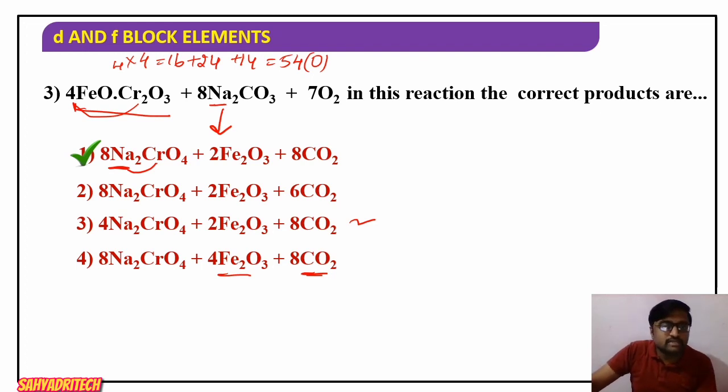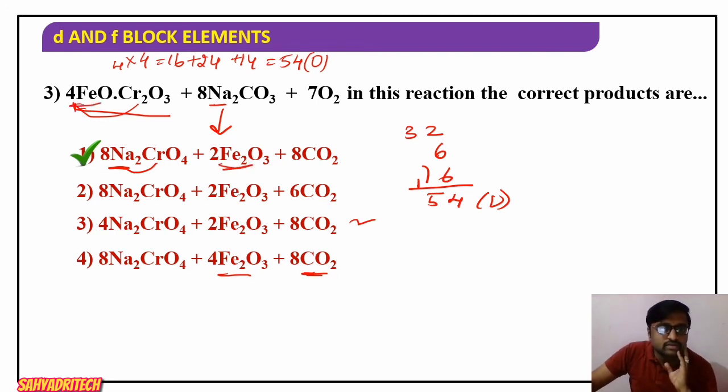Similarly, on the product side, 8 fours are 32, plus 2 threes are 6, plus 8 twos are 16. Six plus 6, 12, 12 plus 2, 14, 14 carry 1, so 3 plus 1, 4, 4 plus 1, 5, 54 oxygens. So the number of oxygen atoms is also balanced. Then Fe, 2 twos are 4 Fe, also balanced. Then carbon, 8 carbon, also balanced. Therefore the first is the correct products, so option first is correct.